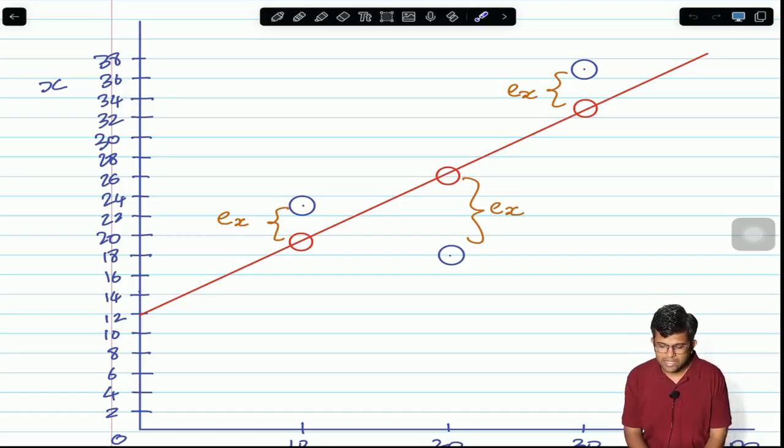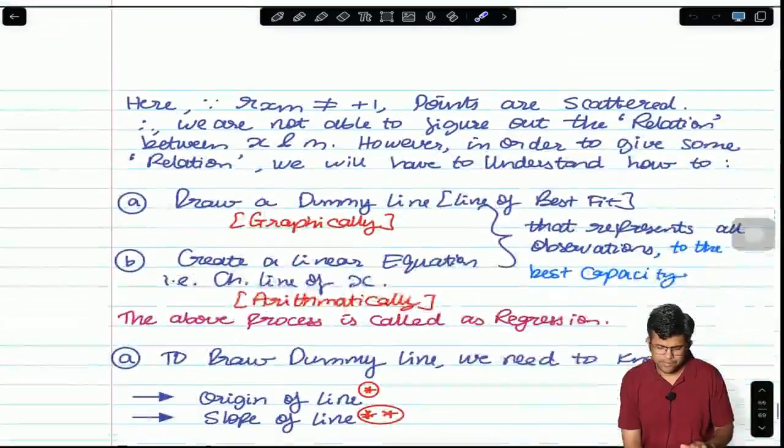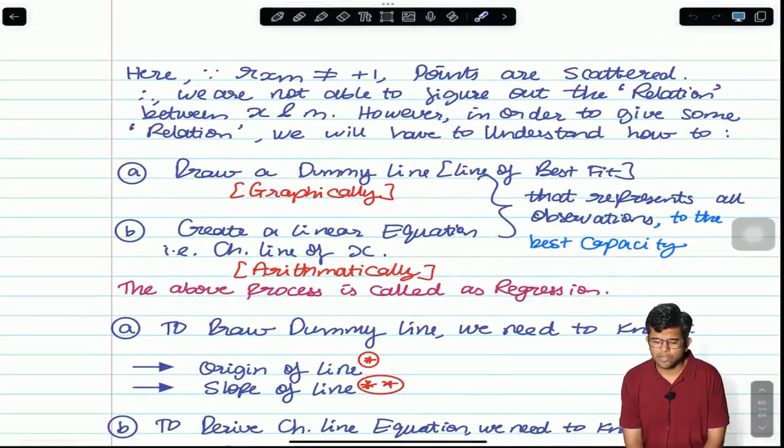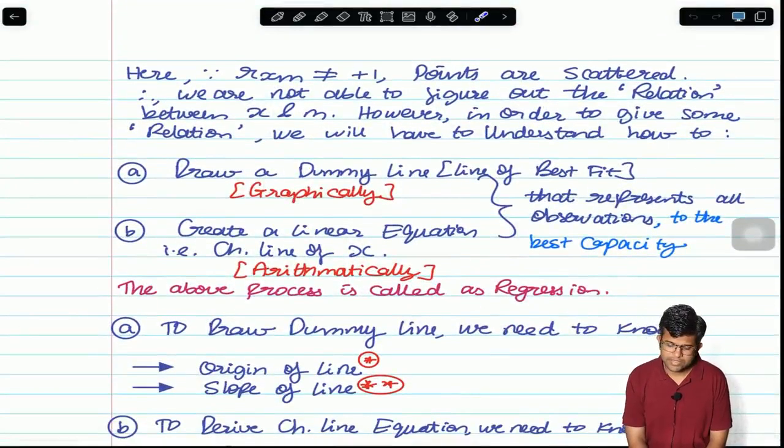because it creates a line that is actually representing all the coordinates. The coordinates are scattered. The correlation is not plus 1, it is not perfect. The coordinates are scattered, but we want to know what is the relation between both, so we need a dummy line, a dummy equation which represents everyone. That is the line of best fit. Correct? So here Rxm is not equal to plus 1, points are scattered.